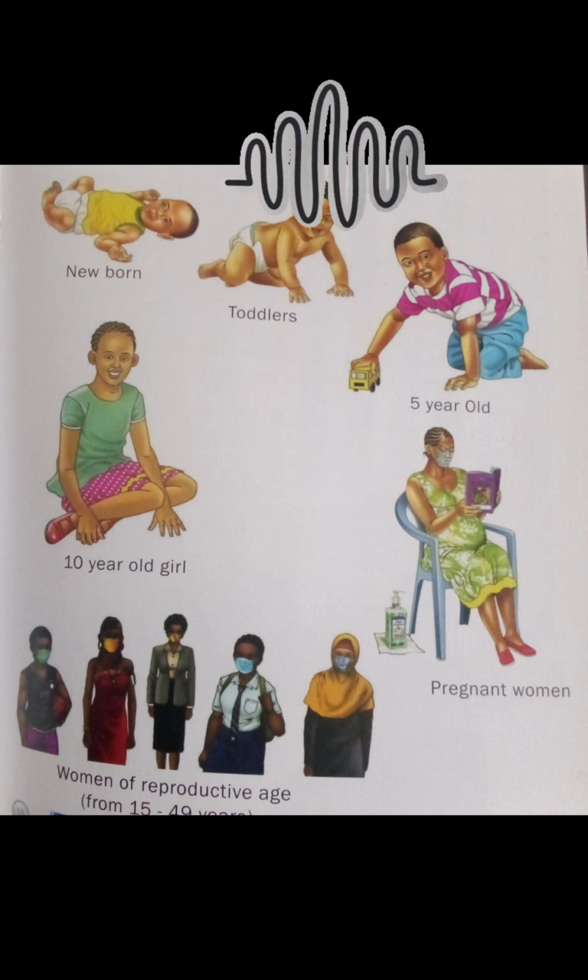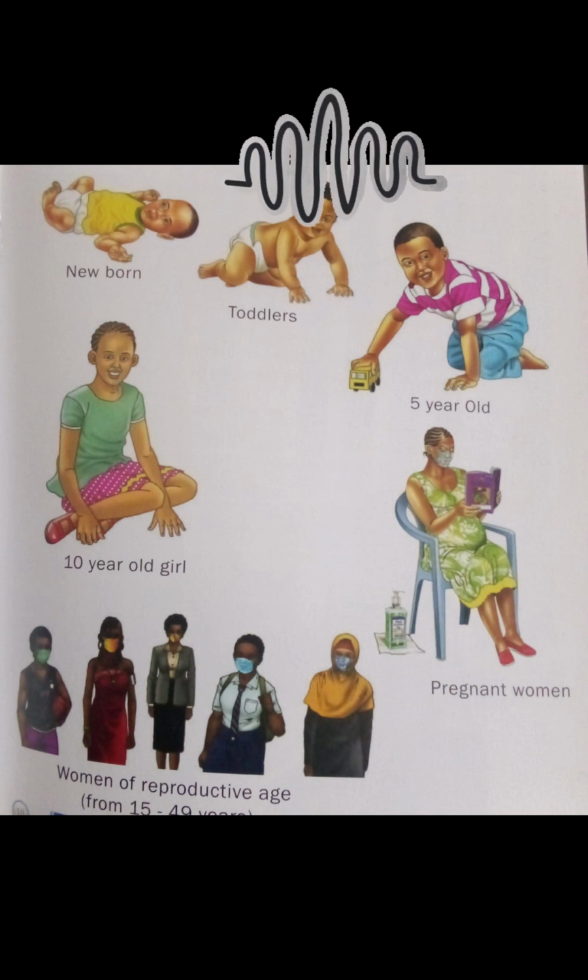So we have newborn, this may be either a she or a he. Toddler, still a she or a he. 5-year-old, either a she or a he. But when we get to 10-year-old, these are now girls. Pregnant women, that is pregnant women, and then lastly women of reproductive age.